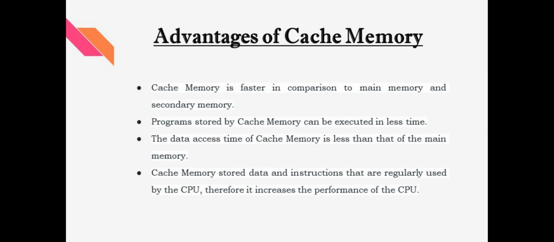Discussing the advantages of cache memory, it is faster in comparison to main memory and secondary memory. Programs stored in cache memory can be executed in less time. The data access time of cache memory is less than that of the main memory. It stores data and instructions that are regularly used by the CPU. Therefore, it increases the performance of the CPU.